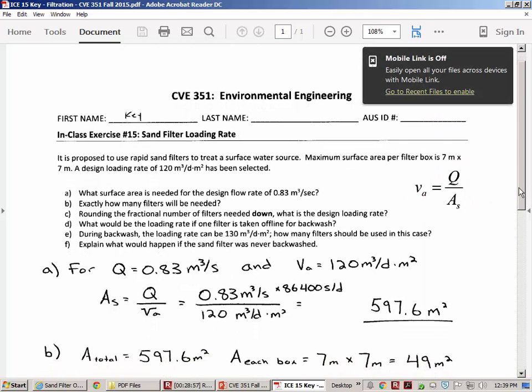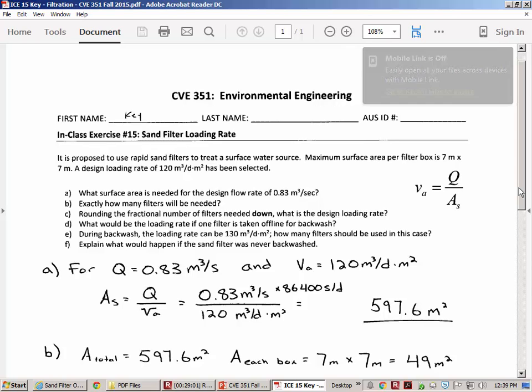You're going to have to convert the flow rate into cubic meters per day, or you can convert the loading rate to cubic meters per second per square meter. I think it's easier to go from 0.83 cubic meters per second, multiply it by 86,400 seconds per day. So that'll tell you the flow rate in cubic meters per day, and then divide it by the loading rate.